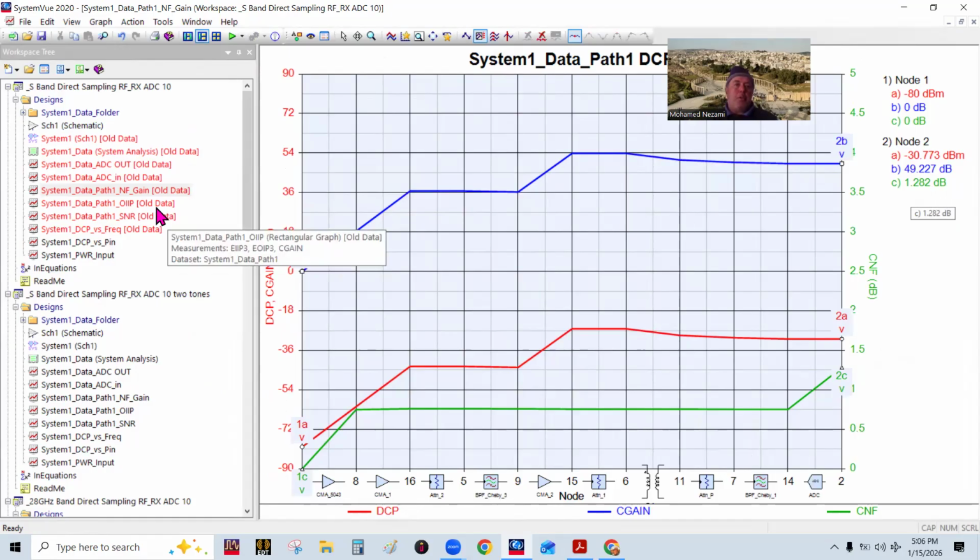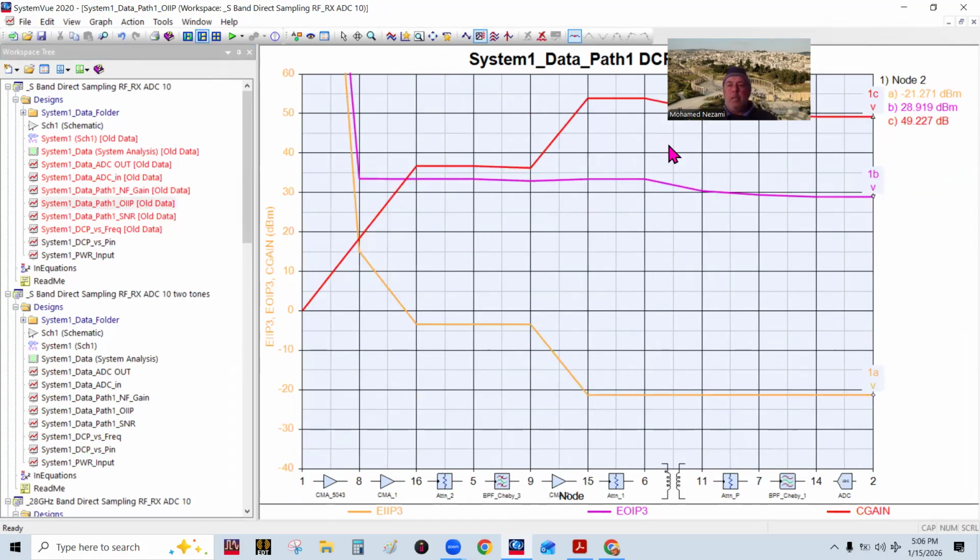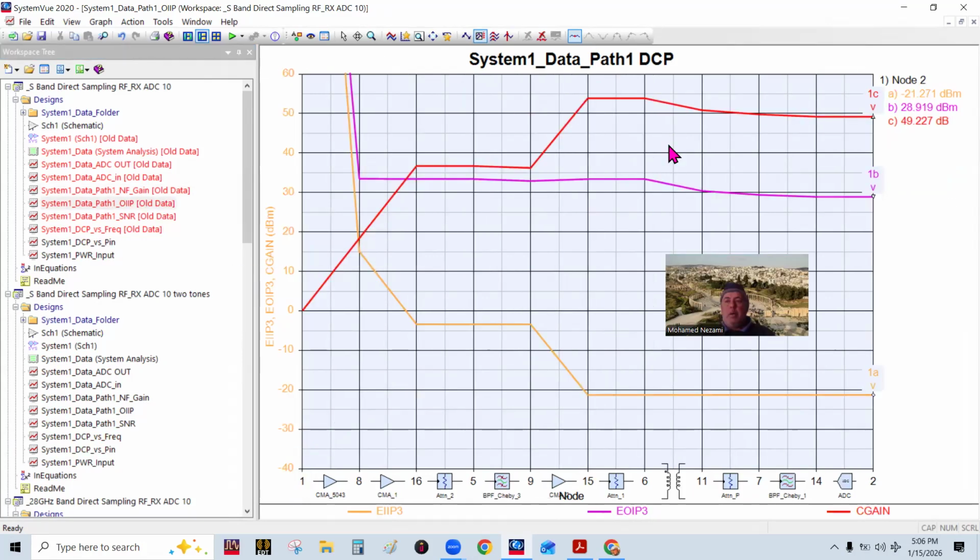Now, let's go further and look at the input and output third order intercept points along with the cumulative gain. And you can see that they are right here. The input third order intercept is minus 21, and the output third order intercept is 28. And of course, the difference between them is really the gain, which is 50 dB.